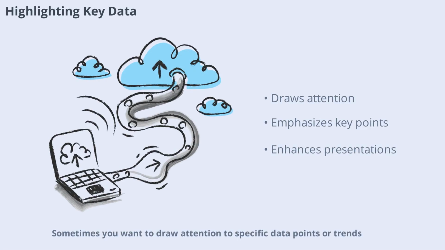Sometimes, you want to draw attention to specific data points or trends. Highlighting uses color, size, or annotations to make important information stand out. This technique is especially useful in presentations where you want your audience to focus on the most critical insights.